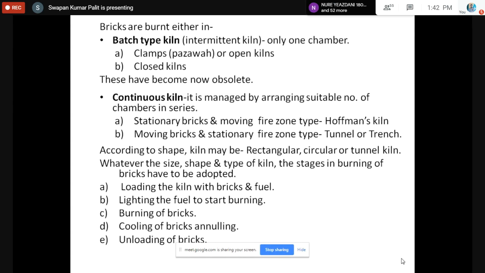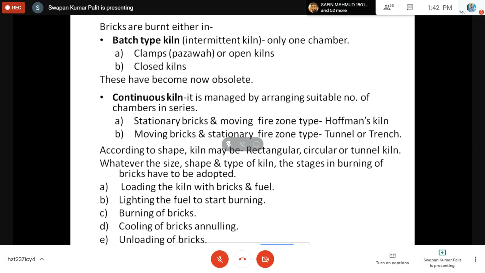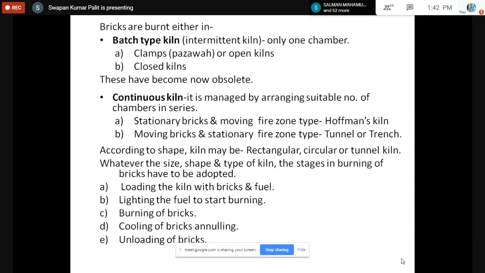So continuous kilns are now used by the manufacturers. In Bangladesh, tunnel kiln is very preferable. Why? We are coming to that in the next discussion. So what are the continuous kilns? There are 2 types. One is Hoffman kiln, another is tunnel or trench kiln.